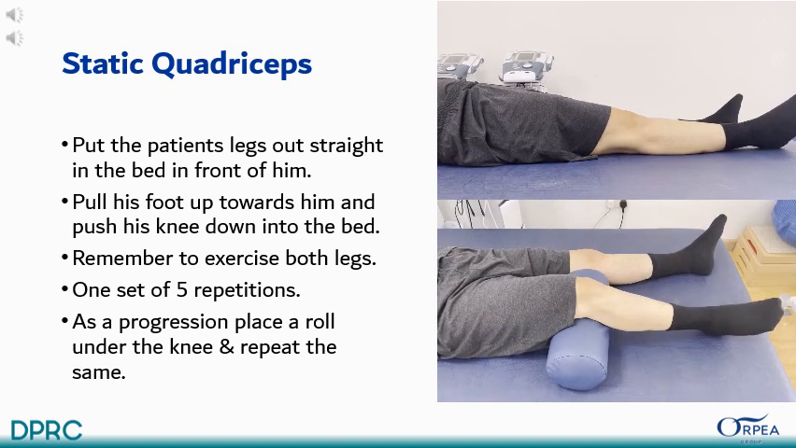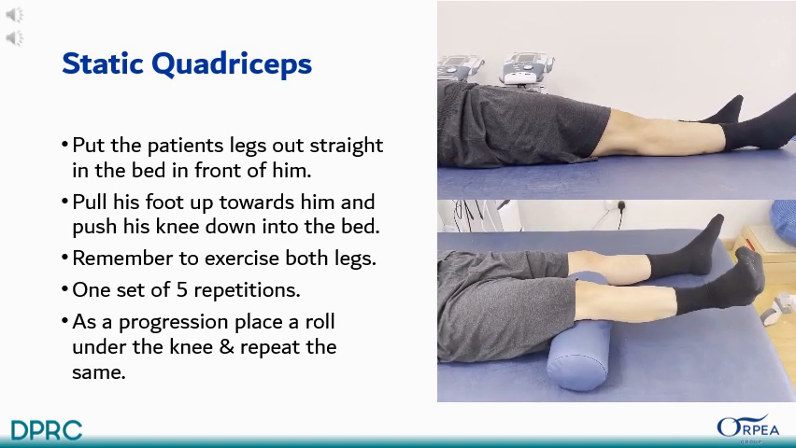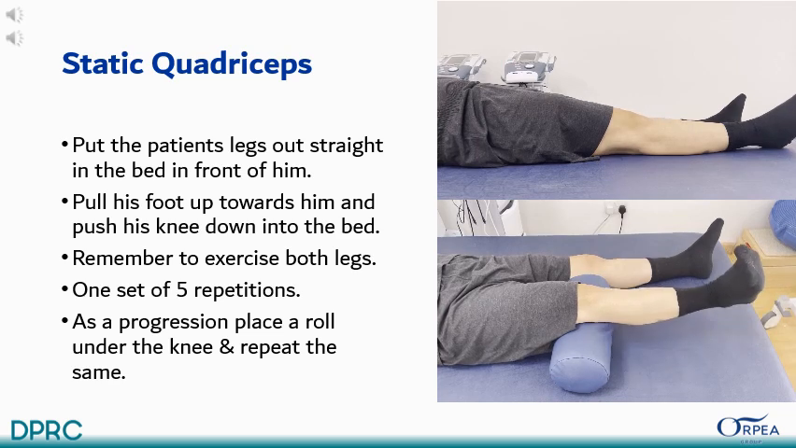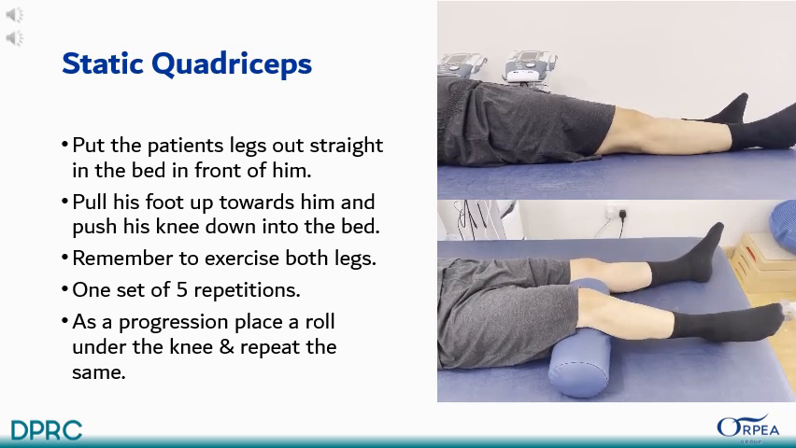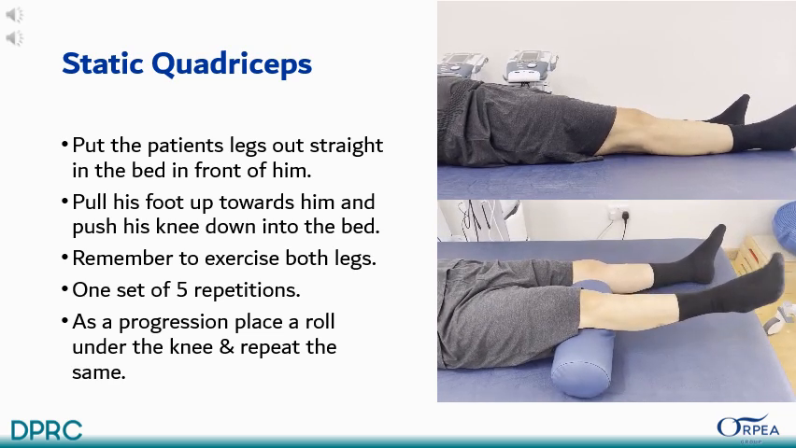Static quadriceps. Put the patient's legs out straight in the bed in front of him. Pull his foot up towards him and push his knee down into the bed. Remember to exercise both legs. One set of 5 repetitions. As a progression, place a roll under the knee and repeat the same.